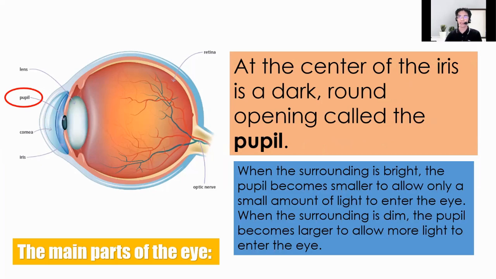Pupil. At the center of the iris is a dark, round opening called the pupil. When the surrounding is bright, the pupil becomes smaller to allow only a small amount of light to enter the eye. When the surrounding is dim, the pupil becomes larger to allow more light to enter the eye.